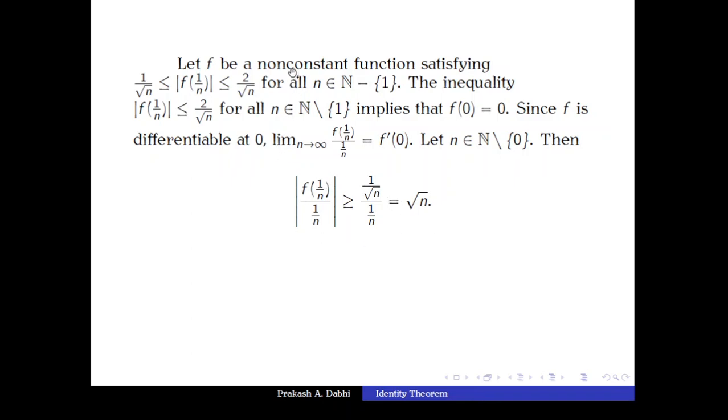Because f is analytic at 0, f is differentiable at 0, this limit should exist and must be f dash 0. But here we have shown that this limit does not exist, and therefore there is no non-constant analytic function on the open unit disk D which satisfies the condition 1 upon square root n less than or equal to mod of f of 1 by n less than or equal to 2 by square root n. So that example is over.